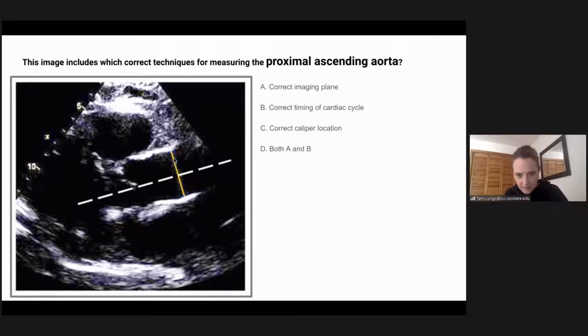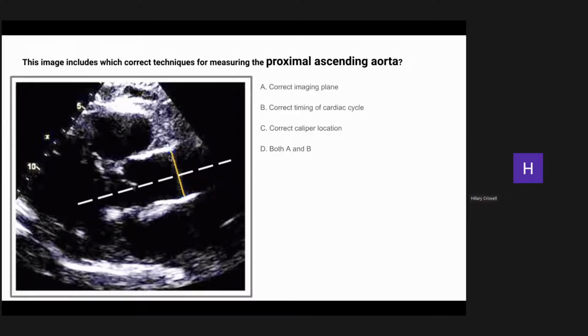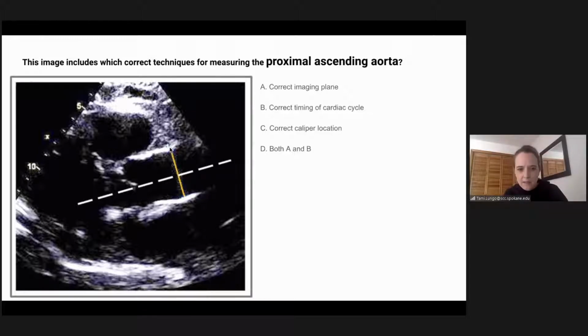That white, can you see my cursor when I wiggle it a little bit? So this white right here, this measurement needed to be up here on that leading edge. So leading edge down to leading edge, which is the inner part of it. And it's really easy to know what to do with the ascending aorta, because what you're looking for is its biggest dimension.